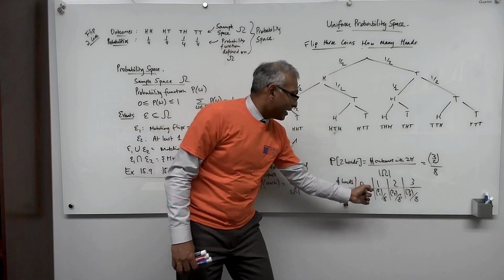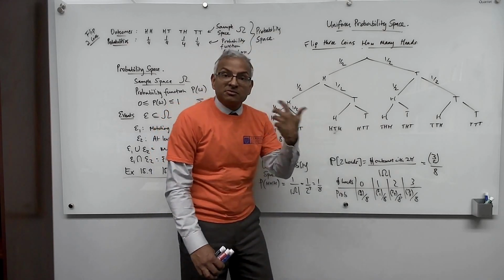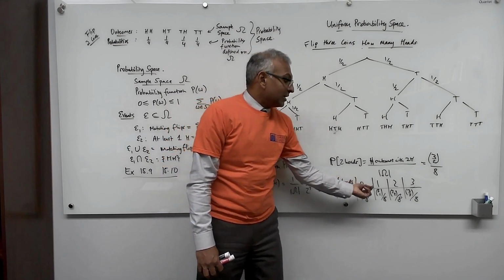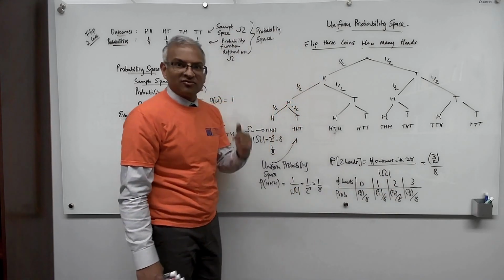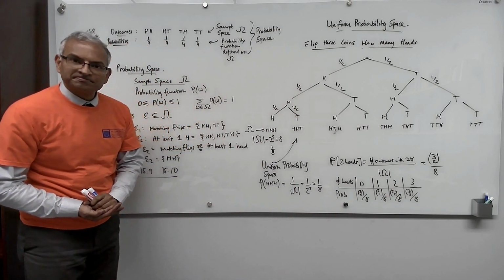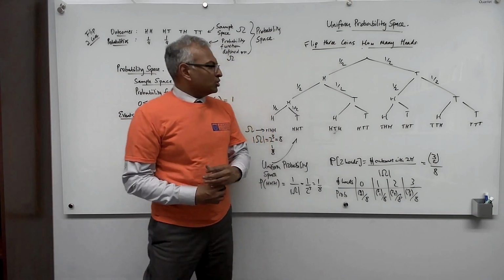The chances you get 1 head is 3/8. What that means is that, if you repeat this experiment many times, 3/8 of those repetitions will have 1 head. 3/8 of them will have 2 heads, and so on. So that's an example of a uniform probability space.